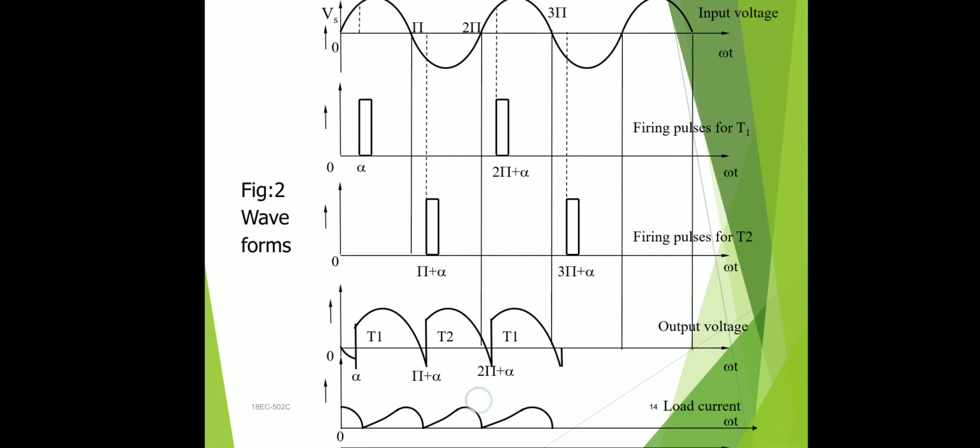This is the current waveform, the output waveform, load current I0. After pi plus alpha, it is 0, and immediately charge starts to flow. This is the load current of this fully controlled rectifier with RL load.